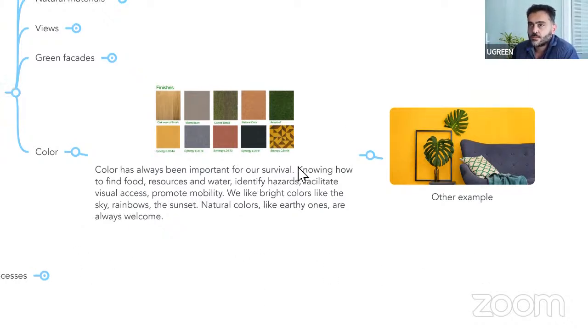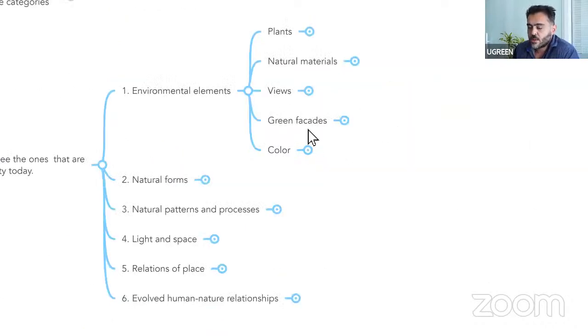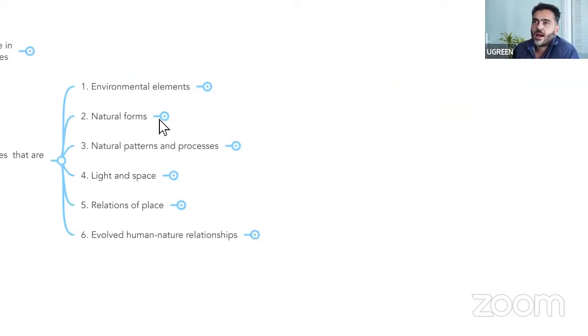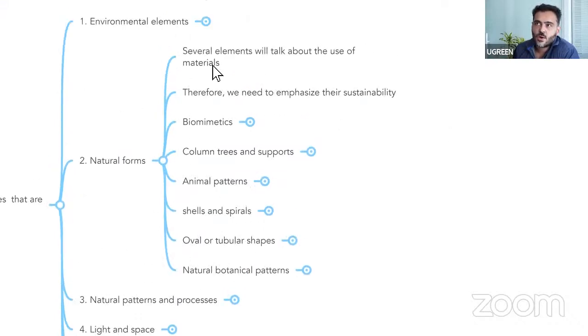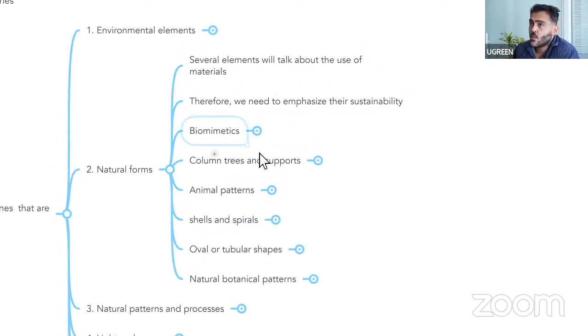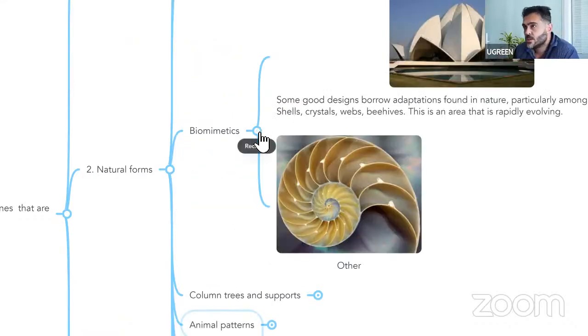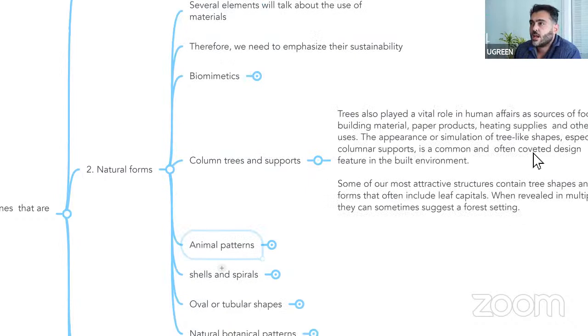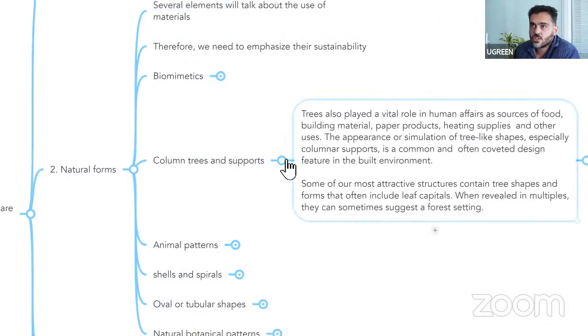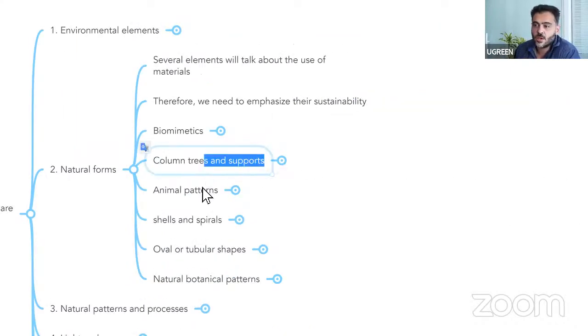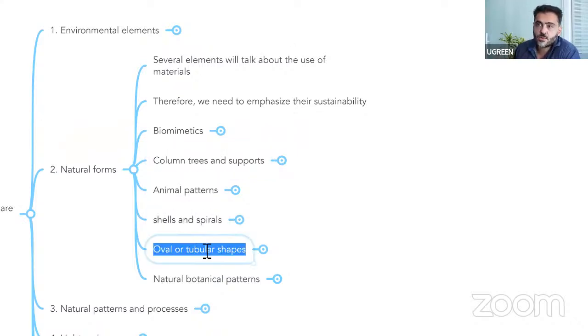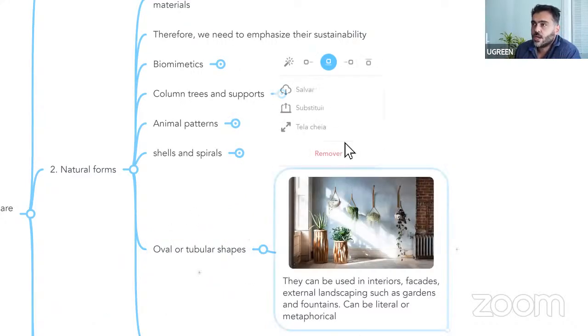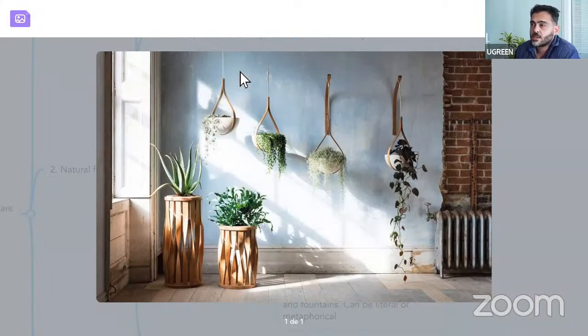Okay, so let's go on. So we were talking about colors. Then we will have natural forms. So all these natural forms, I don't want to stress all those things now, okay? So biomimetics, we can use biomimetics. We can use columns that are going to support, for example, in the shape of a tree. We can use animal patterns. We can use shells and spirals. We can use tubular shapes. For example, this shape here, right? We can use that inside our spaces in our interior design.